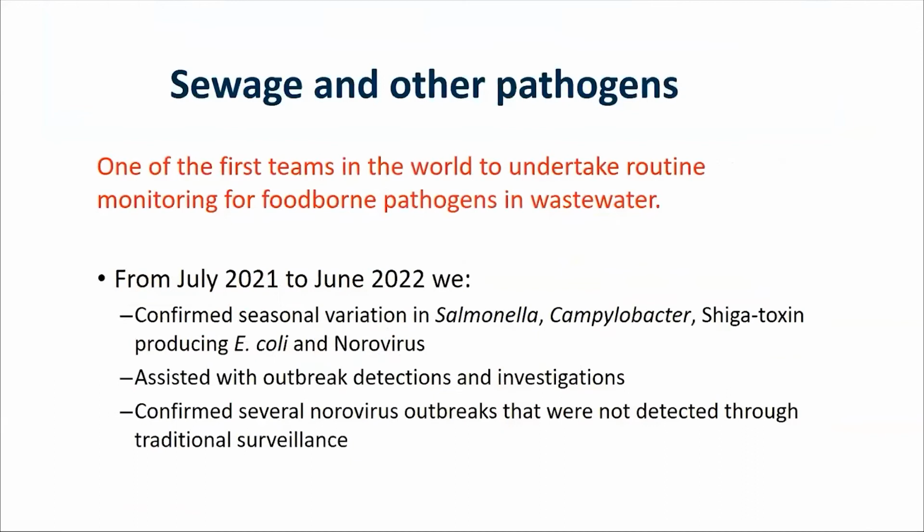So we're also expanding out to other pathogens. One of the first teams in the world to do this on a consistent basis, and we had confirmed seasonal variation of Salmonella, Campylobacter, Shiga toxin producing E. coli, and norovirus between July 2021 and June 2022. We continue to do this now across our statewide network.